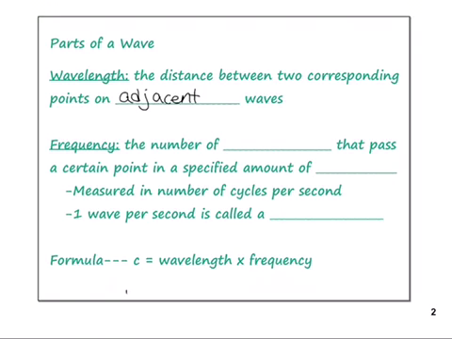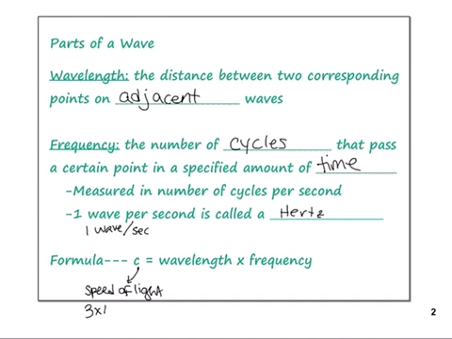The frequency, we look at the number of cycles that pass a certain point in a specific amount of time. Usually it's measured in the number of cycles per second. And so when we have one wave per second, we call that unit a hertz. And so we have this formula, c equals wavelength times frequency, where c is the speed of light, which is 3 times 10 to the 8th meters per second.